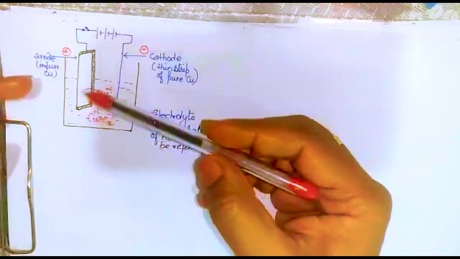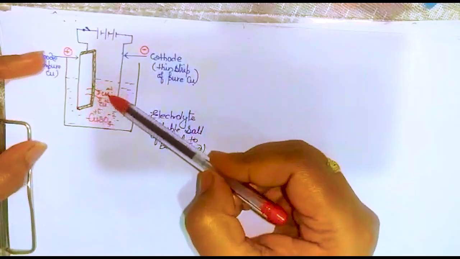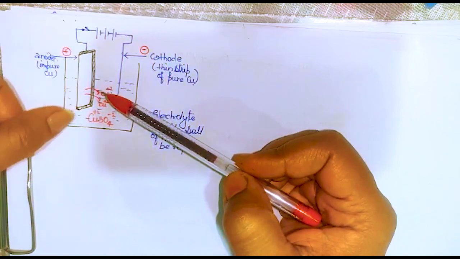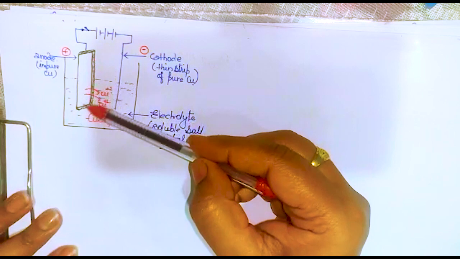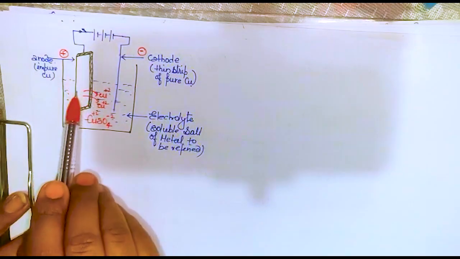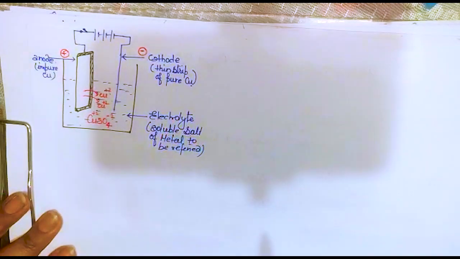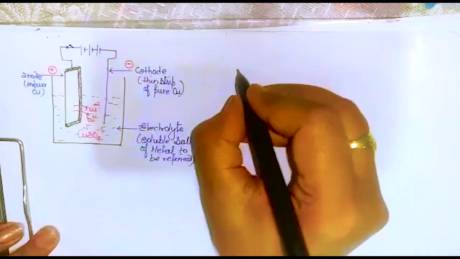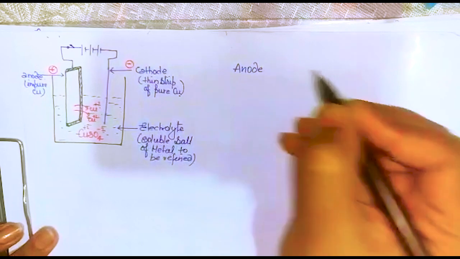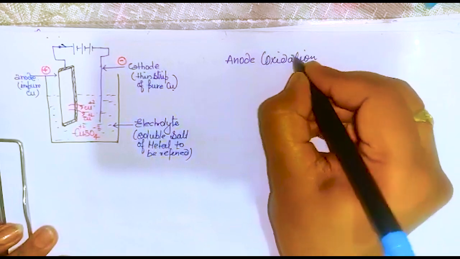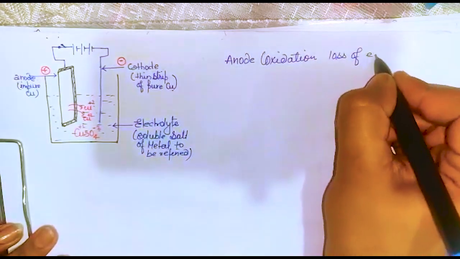So what will happen? This copper being oxidized will start to come in the solution, and as a result the thickness of this electrode will deplete. This will start depleting because the copper is coming out from the electrode into the solution. This layer will become thinner, and that is why it is oxidation. This is a thumb rule: previously also I have explained, at anode oxidation occurs, and oxidation means loss of electrons.